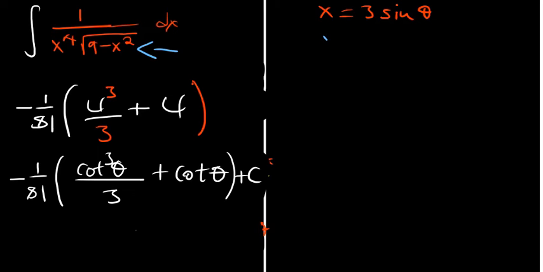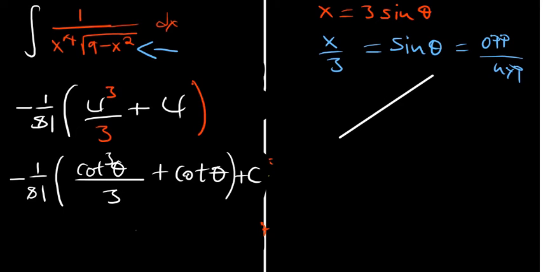So we're going to have x over 3 equal to sine theta. So we know that sine theta is equal to opposite over hypotenuse from SOHCAHTOA. So we can come up with a right angle triangle. If we have a 90 there, it means the hypotenuse is on the bottom, so 3. And then, taking this to be angle theta, the opposite becomes x.